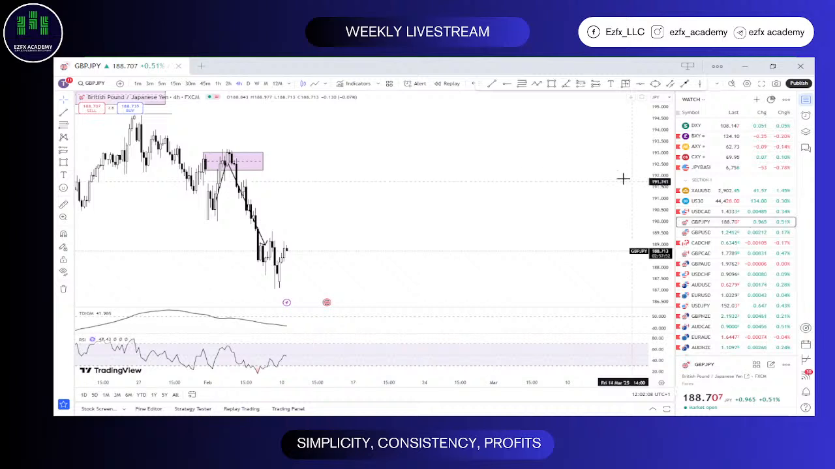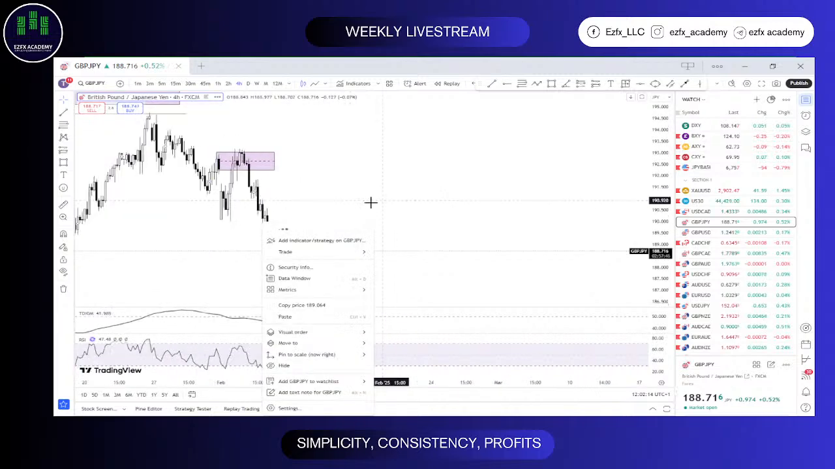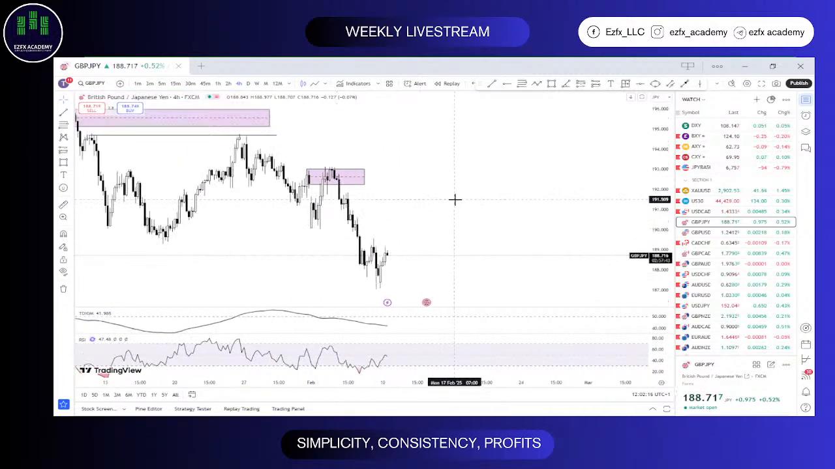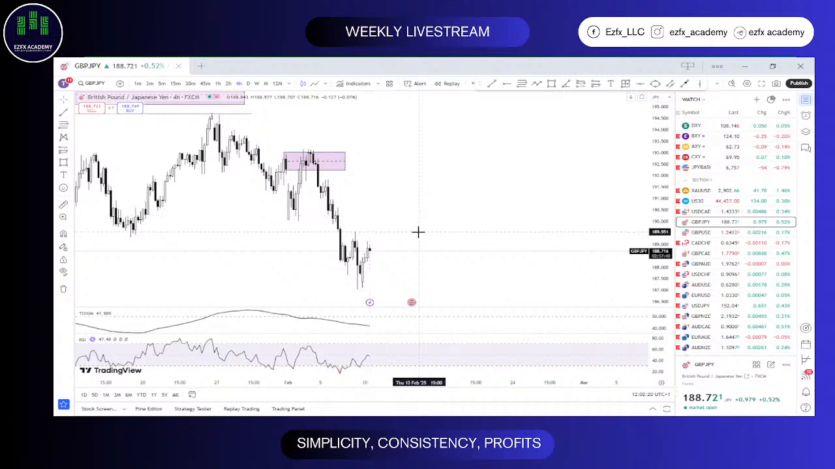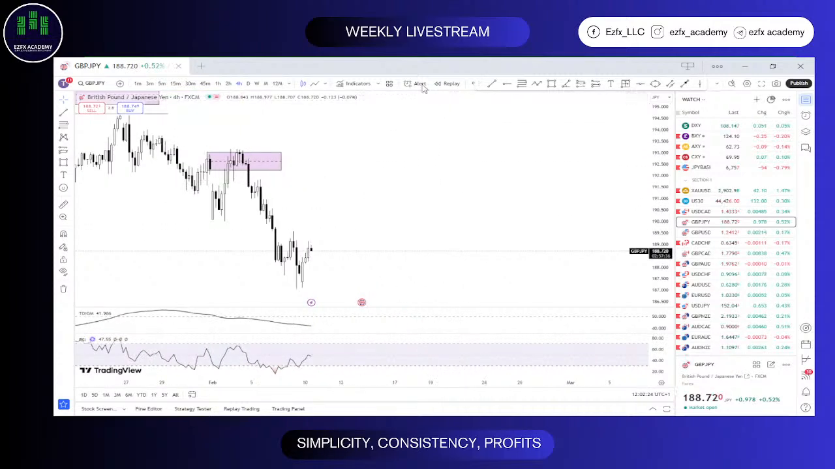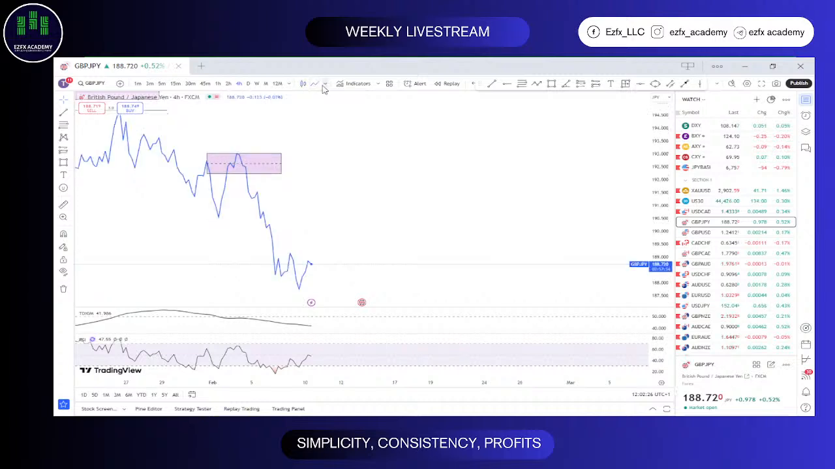So GBP JPY, yeah, last week we were quite bearish off of this guy. Again, thankfully we got to see that drop. So let's see what exactly we should be watching out for this week. Okay, so we have a lot of interesting levels to mark out this week. We have a lot of interesting moves that will possibly happen this week.